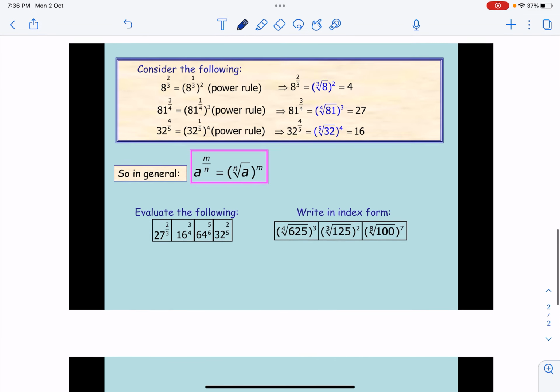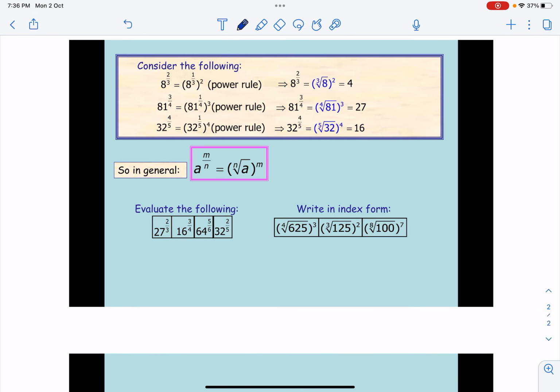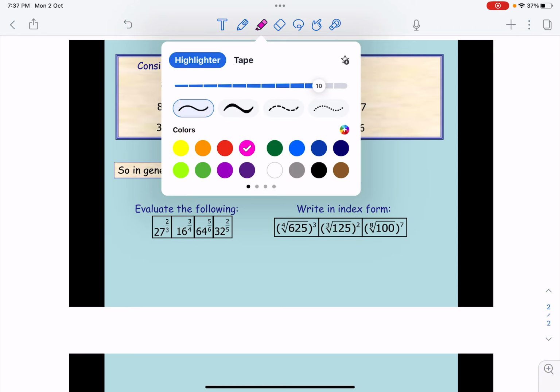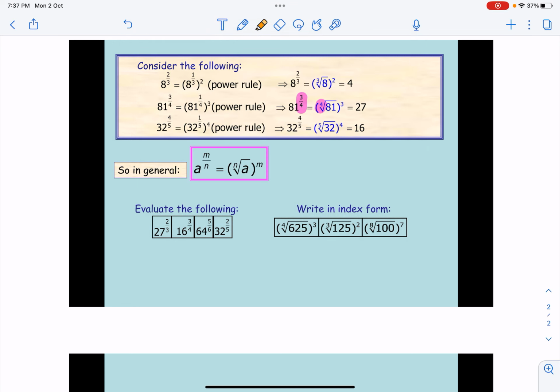So again, here is another example: 81 power 3/4, for instance. The denominator 4 shows you that it is the fourth root of 81. And then the numerator 3 shows you that after you find the answer, you still have to do power 3.